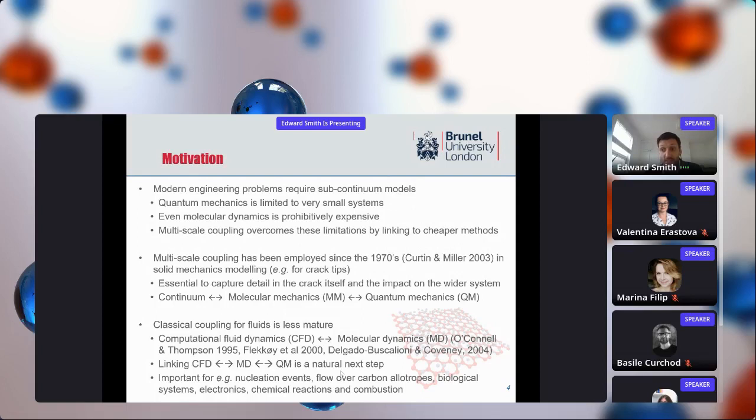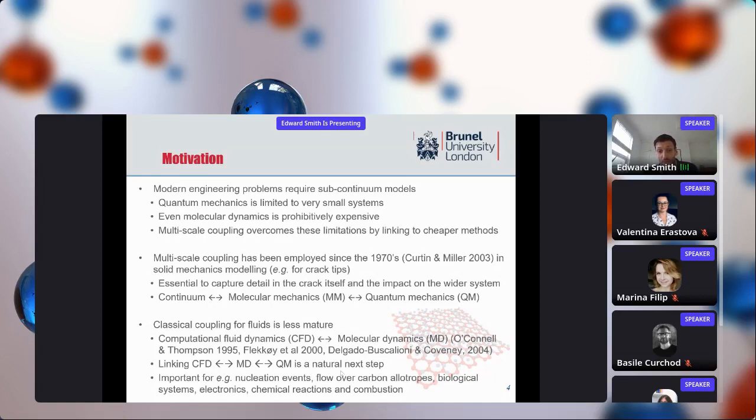problems. So since about the 1970s, and I apologize if there's other references people would take as canonical as the first example, for me this was the essence of the type of coupling that I talk about to capture the detail of a crack. What you can do is quantum mechanical detail at the crack tip itself. In the surrounding material, you do a molecular mechanics type simulation. So the quantum is doing bond breaking at the actual crack. The wider deformation of the material is molecular mechanics. And then you have a finite element analysis model at the larger scale.